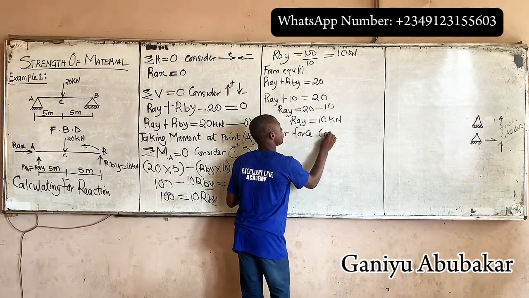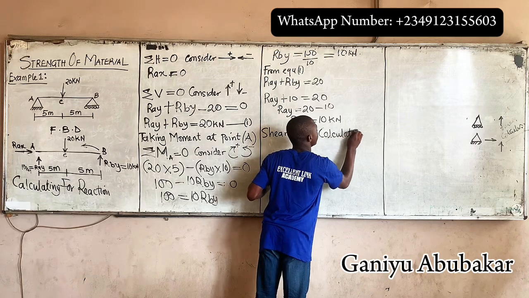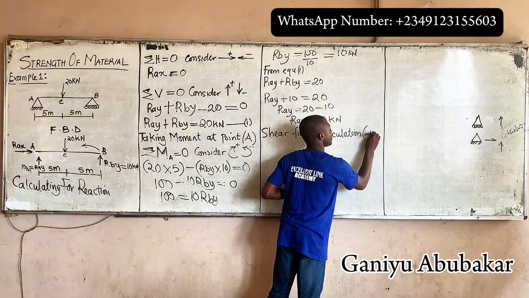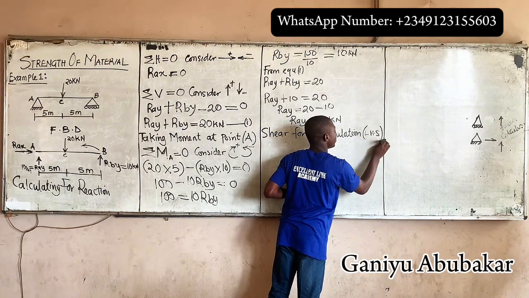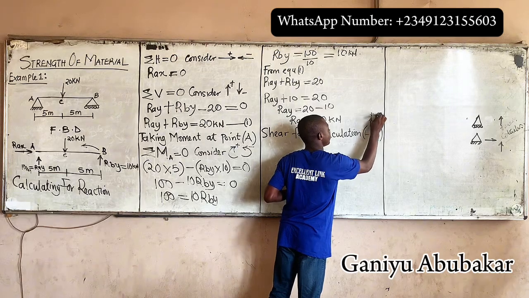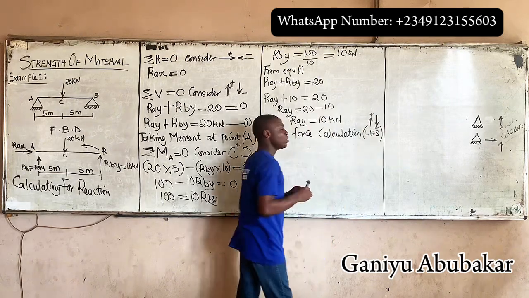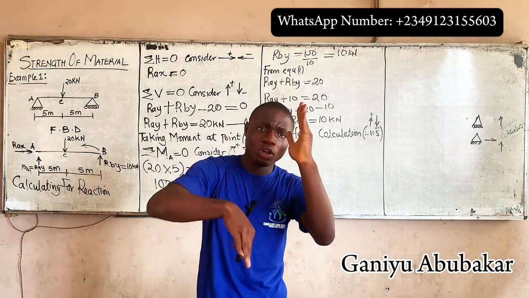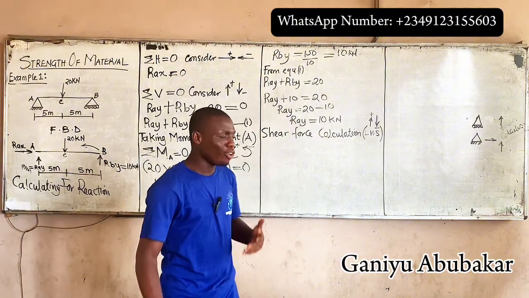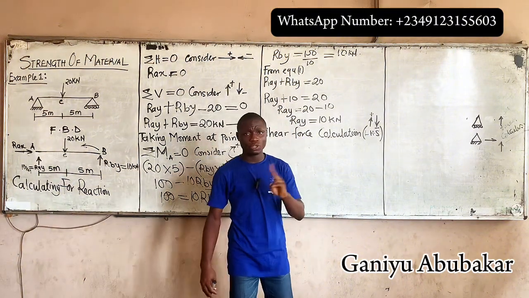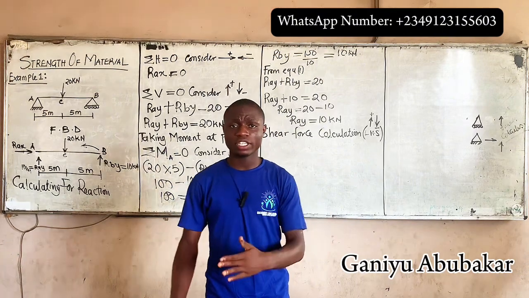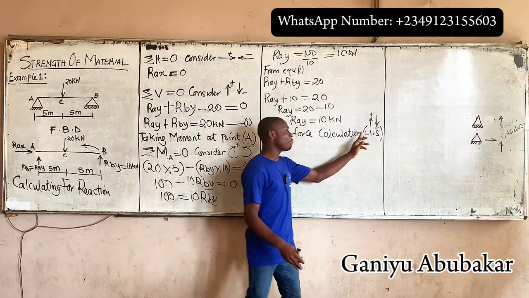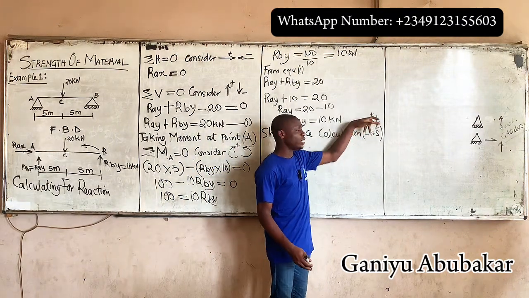Shear force calculation. We said always take your readings from what? Left hand side. That is, upward will be positive, downward negative. If you are taking your readings from the right hand side, upward becomes negative, downward becomes positive. That's the condition. When it comes to shear force, there are two ways of doing it: either the left hand side process or the right hand side process. For the left hand side, just ensure that any force going up is positive and any force going down is negative.